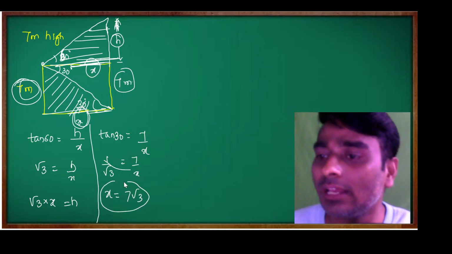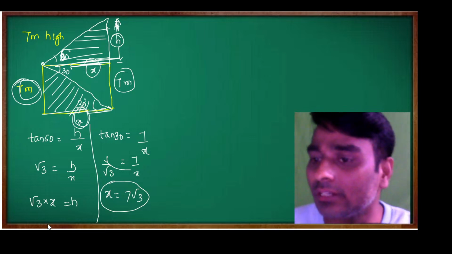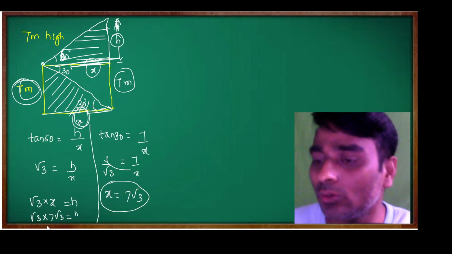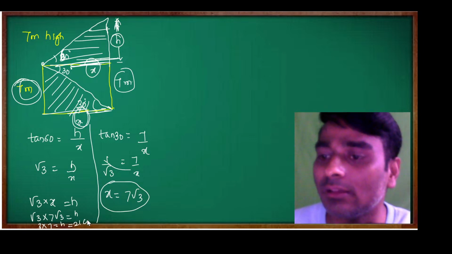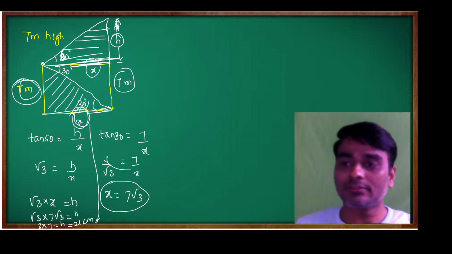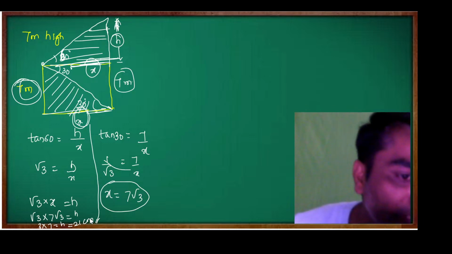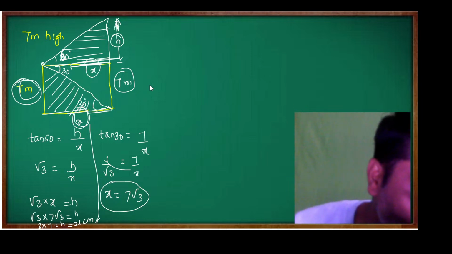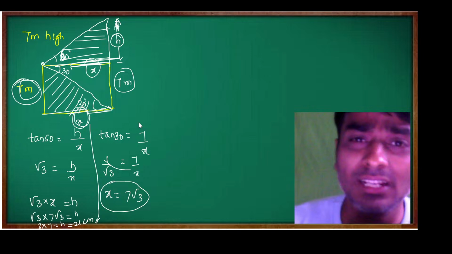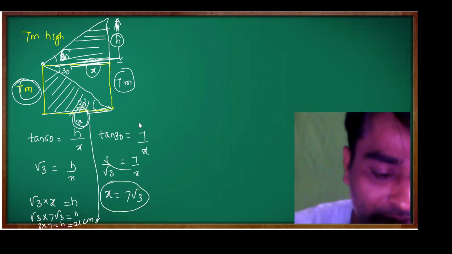So your x value is 7√3, and your h, you see here, √3 x, that is 7√3 into √3, equal to h. So √3 into √3 is 3. 3 into 7 will be your h, that is 21 meter. 21 meter. So look at this, very simple. For 3 marks, all such questions are so simple.